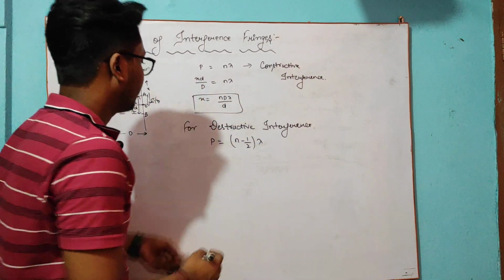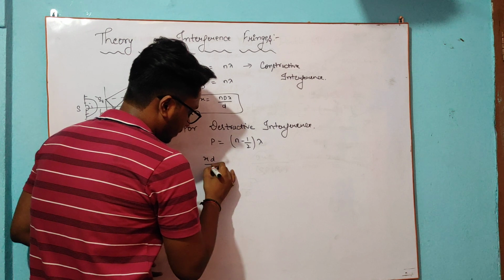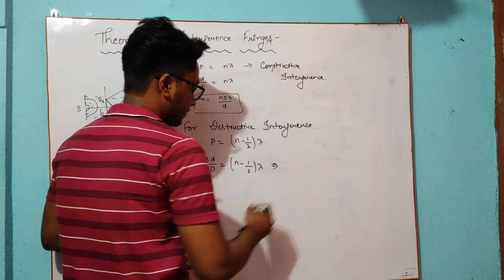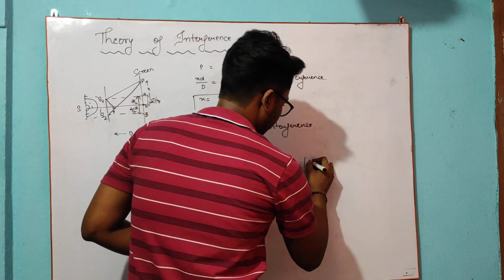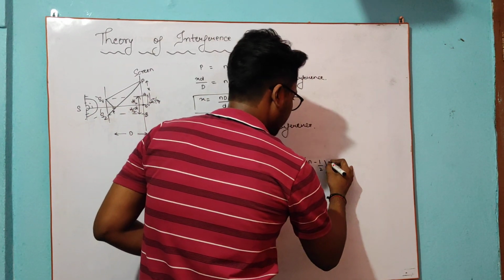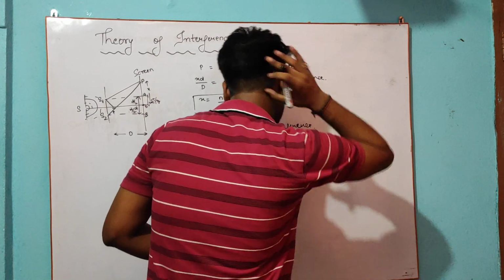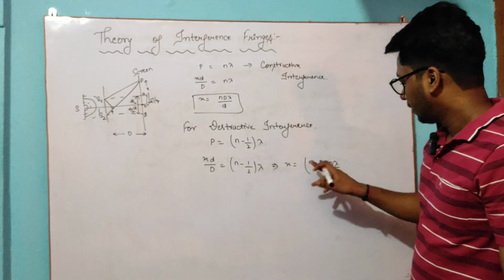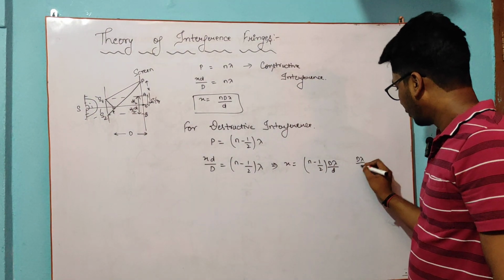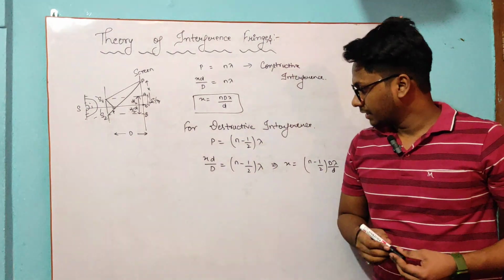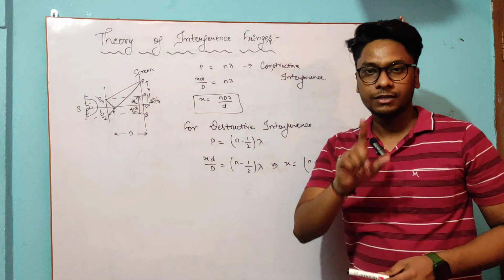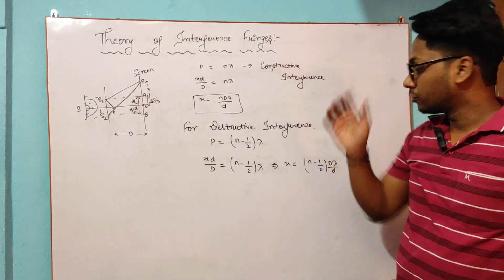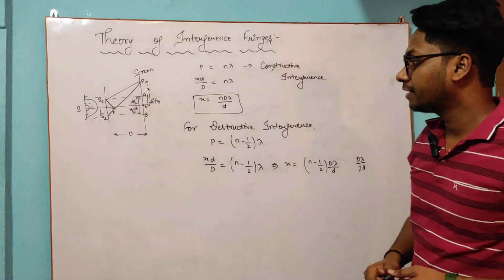And how much is the path difference? xd upon D is equal to (n minus 1/2) into lambda. This implies x is (n minus 1/2) into D lambda upon small d. So if you put n equal to 1, then we get D lambda upon 2d. It means that the first destructive interference occurs at D lambda upon 2d. Okay, so this is the condition for constructive and destructive interference.